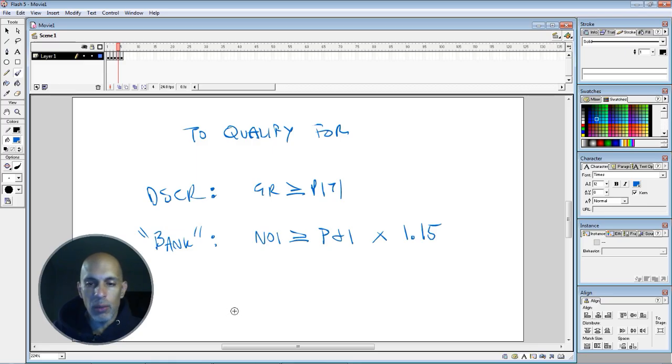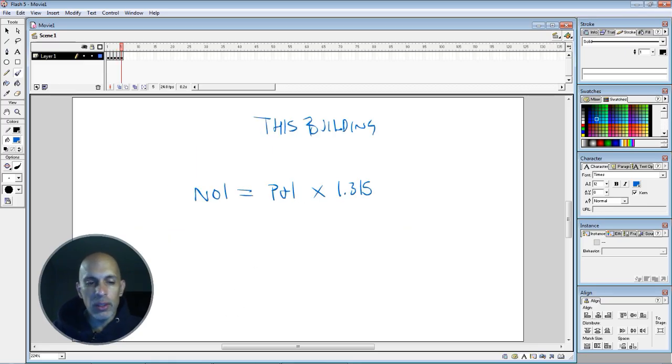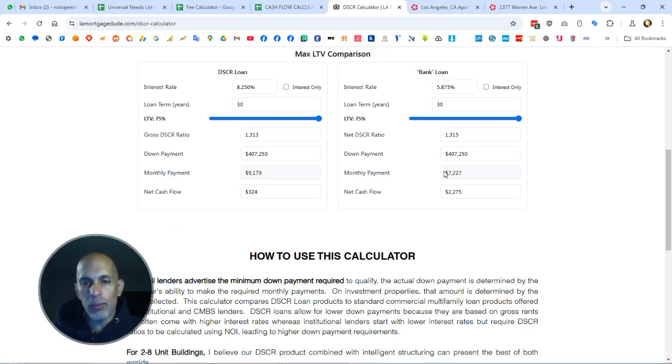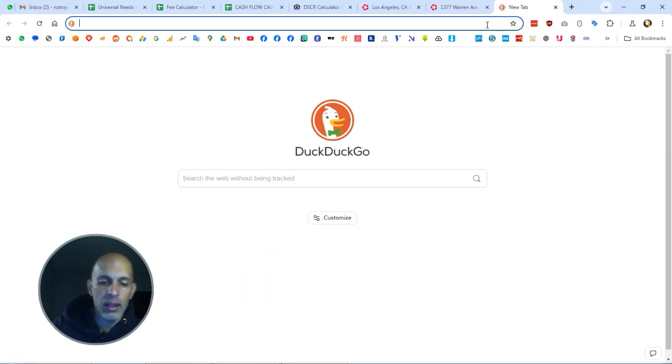So the 1.315 is greater than 1.15, so this building qualifies for the lowest down payment, which is 25%. That means you're going to have to put a down payment of roughly $407,250, and your cash flow is going to be $2,200 a month. But that's at this interest rate. Let's see what the actual interest rate will be.